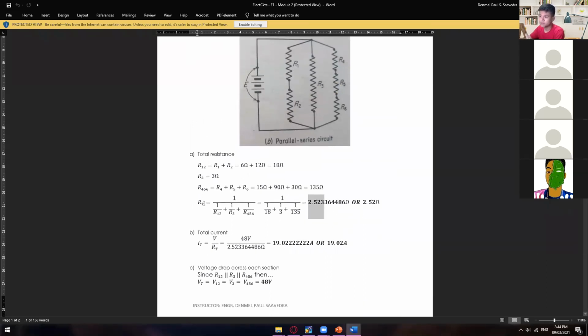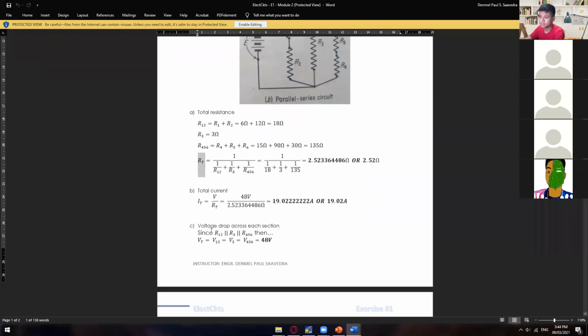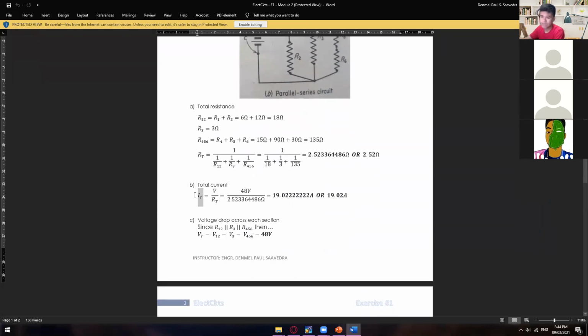And then from there, once you already have the R total, that's the time that you can get the I total. So V divided by RT, so 48 divided by 2.52. This is also one thing wherein I've only used two decimals all the time. That is why you've got different answers. Both of our answers are correct. However, next time just use two decimals.